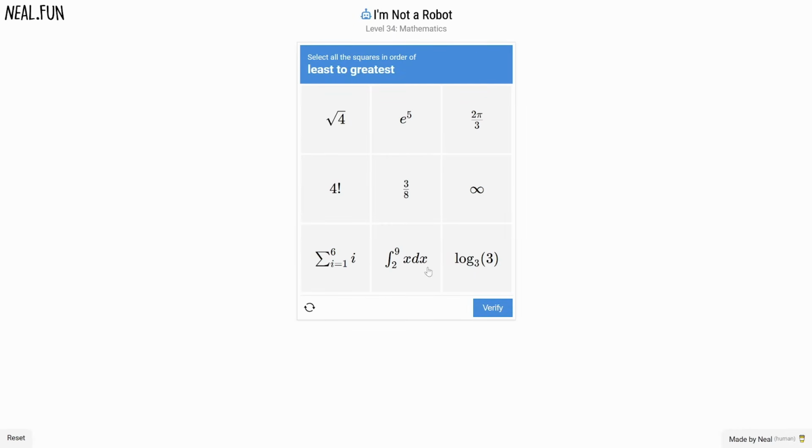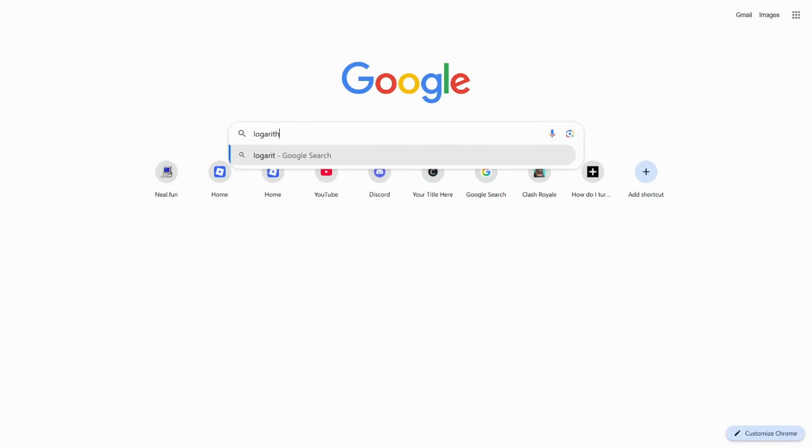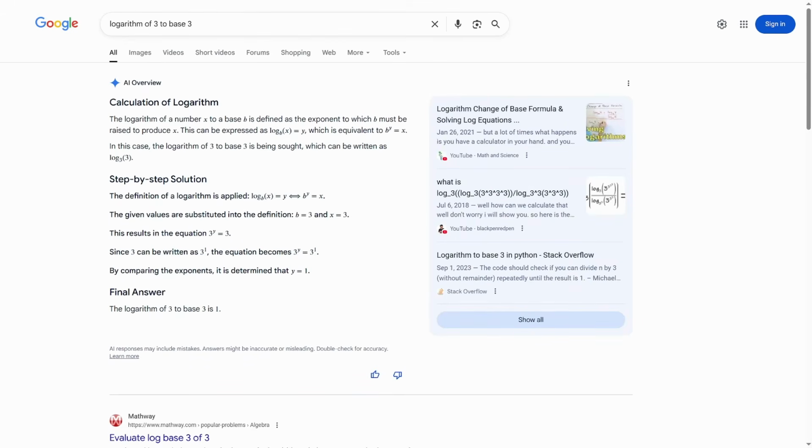And then last but not least, we have a logarithm. How we're going to type it into Google is logarithm of the number that's in parentheses, so 3 in my case, to base, which is this number right here, 3. So logarithm of 3 to base 3. And right here we get the response, and in my case that is 1.